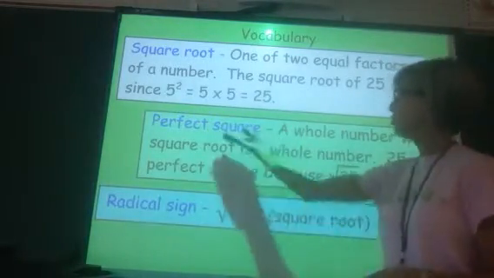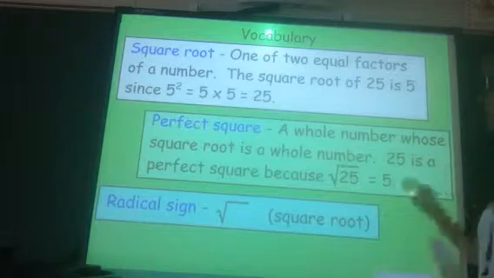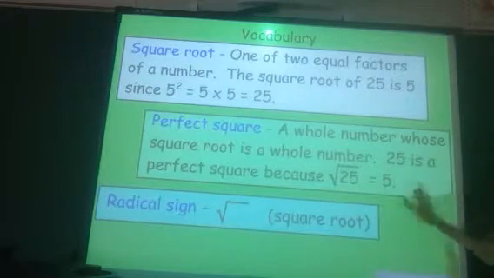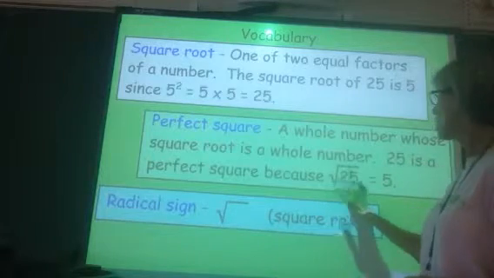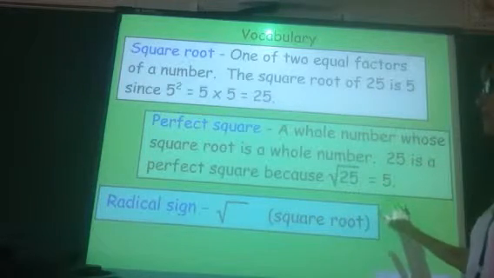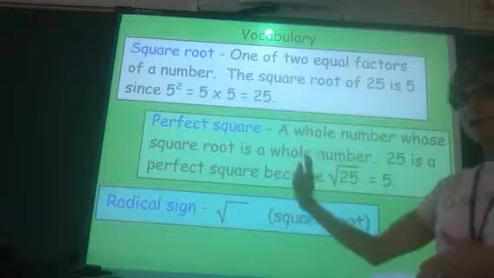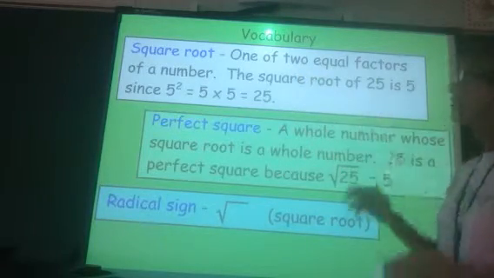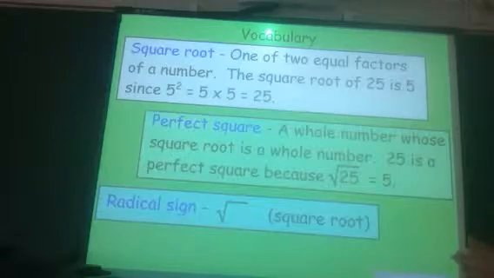A perfect square is a whole number whose square root is a whole number. So 25 is a perfect square because the square root of 25 equals 5, because one side times the other side, using those two equal factors, 5 times 5, is 25.